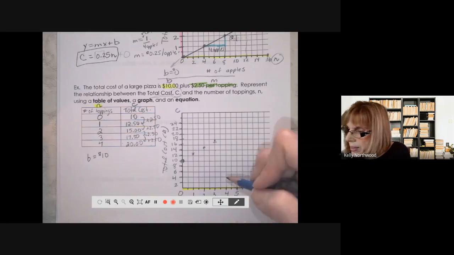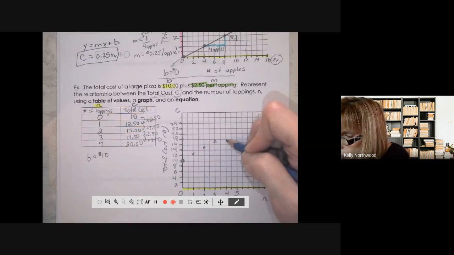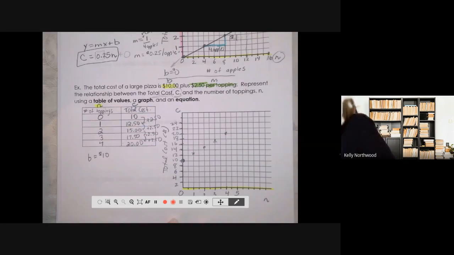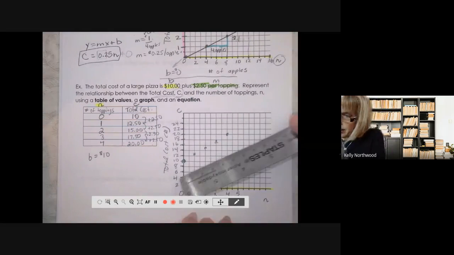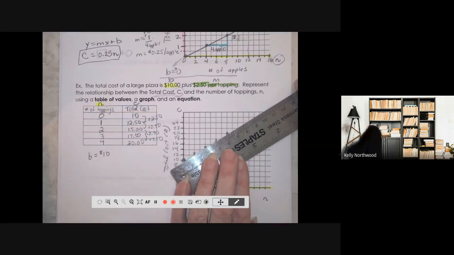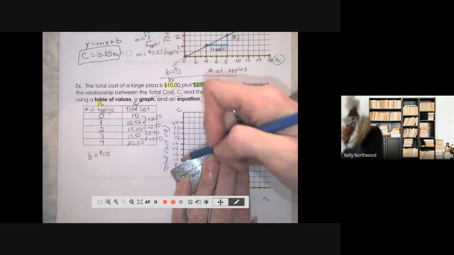And then 4 toppings, finally we have an easy one to plot, is $20. And if you plotted them correctly, here's where we find out they should lie in a line. And they do.